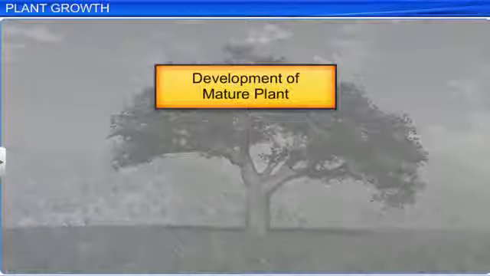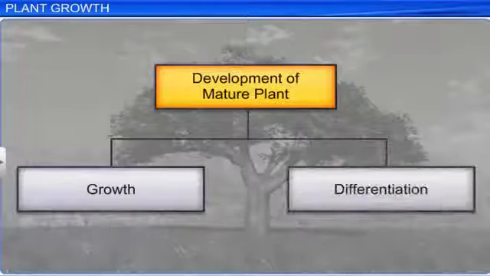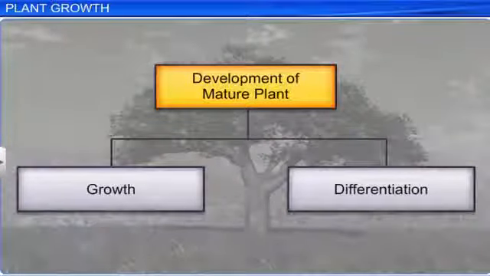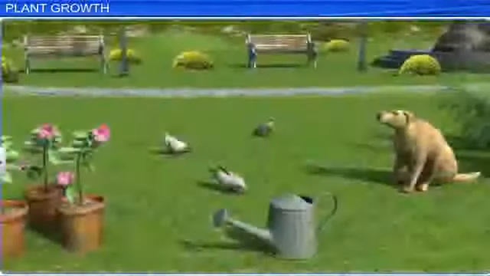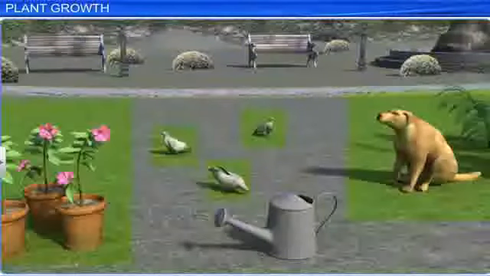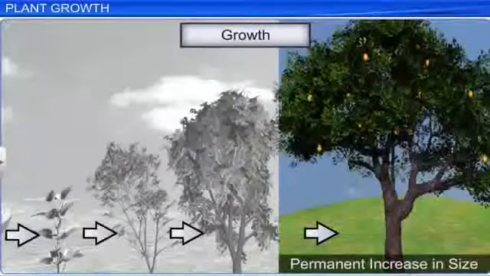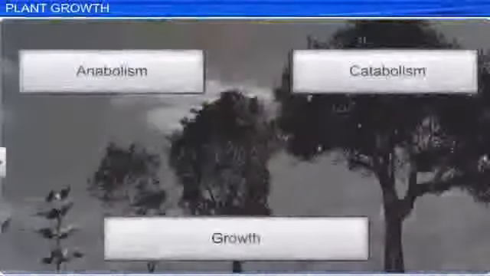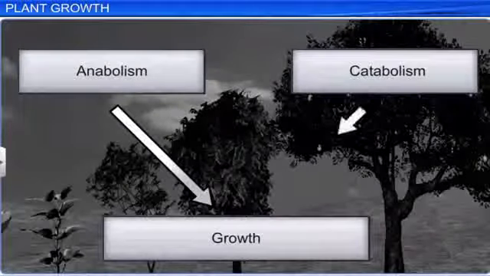This development of a mature plant involves two processes, growth and differentiation. Now, let's define growth. Growth is an important characteristic that is easily observed in all living organisms. It's a permanent increase in the size of an individual cell in a plant. It requires energy and hence accompanies anabolism and catabolism.